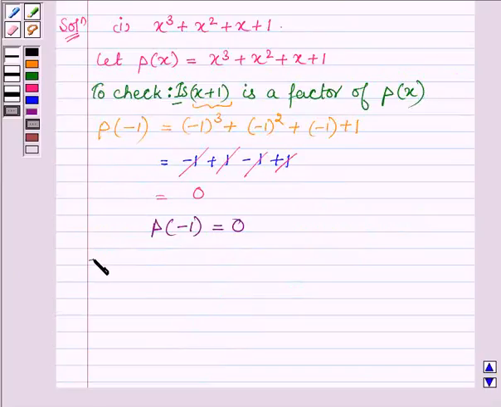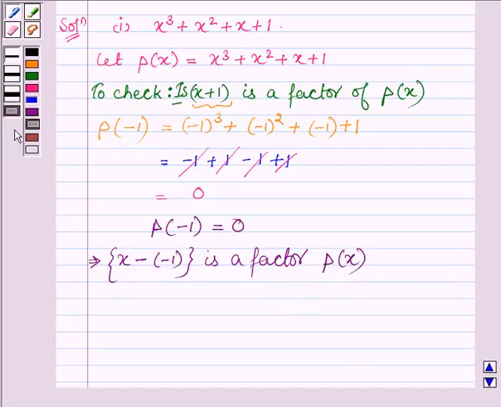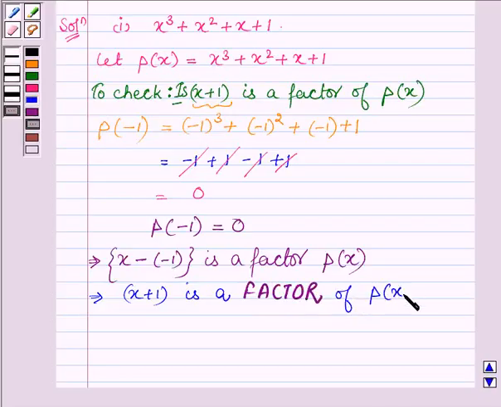So this further implies x minus of minus 1, according to the factor theorem, is a factor of P(x), which is the given polynomial. This implies x plus 1 is a factor of P(x). So, this completes the first part.